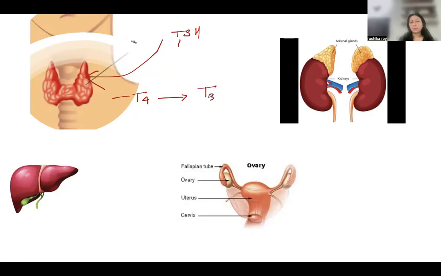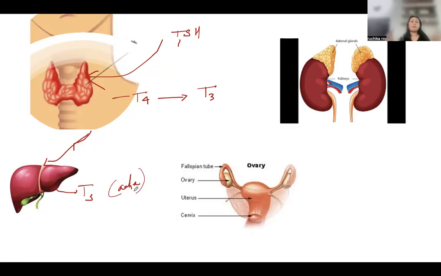So it has to be converted into T3, and this is going to take place in the liver. There are various types of enzymes which help in the conversion of this T4 into the active form, T3. Now T3 is the active form, and this is circulating in the body.